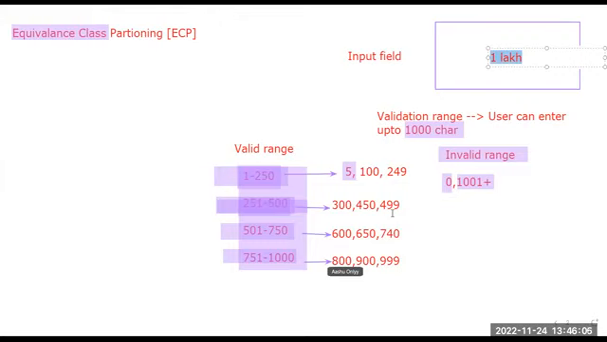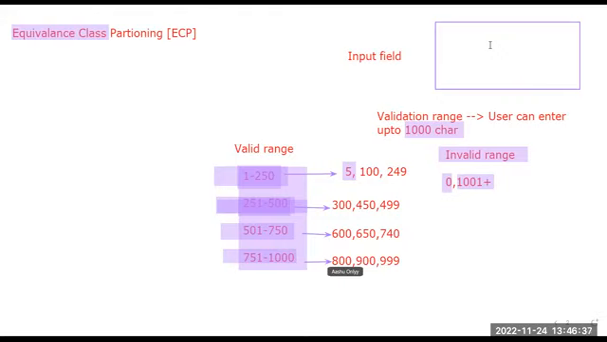Sir, one more question. If all these ranges are for only a single input field, then why are we breaking into these ranges? Here we have four ranges, 1 to 250, 251 to 500, and all these values we are putting in a single input field in different test scenarios. Then why are we breaking them into these test ranges?